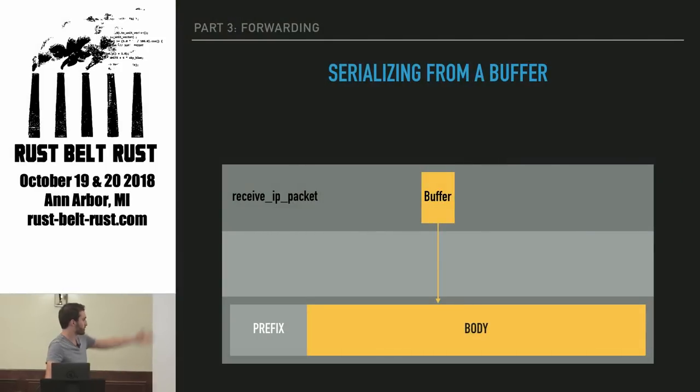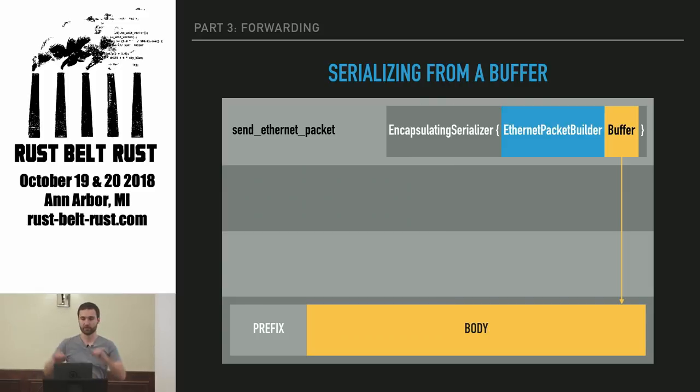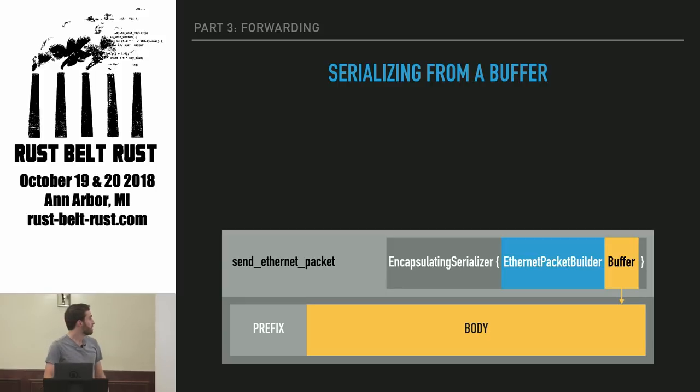So first we take the buffer, we send it into receive IP packet. That receive IP packet function, we're in receive IP packet currently. We send it into send Ethernet packet. Send Ethernet packet then says, OK, great, here's a serializer. I need to now encapsulate it inside of Ethernet. So we do, right? Construct the serializer. I'm going to squash these stack frames just for brevity.